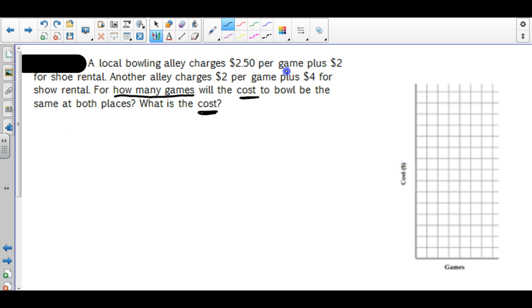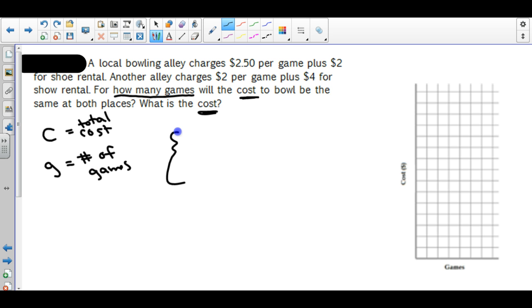So the amount that they charge per game, those amounts are different, and so is the shoe rental for both. Now the shoe rental is not going to change. That is a constant amount. So my two variables, one of them is going to be cost. C is going to be our total cost. Let's write total cost here. And I'm going to use G to represent the number of games. Not the price per game, but the number of games.